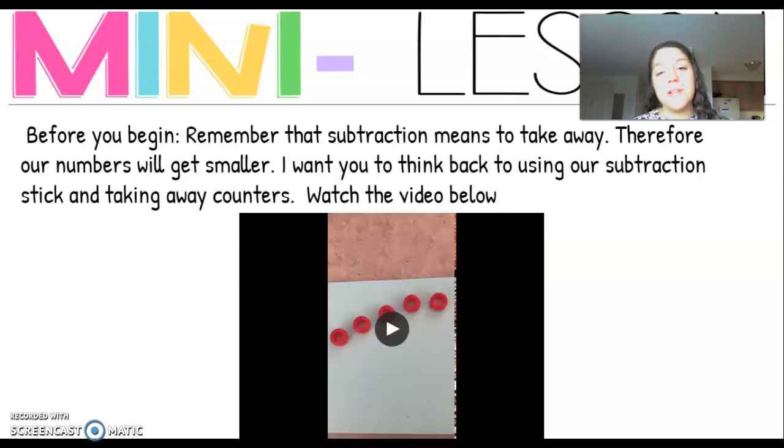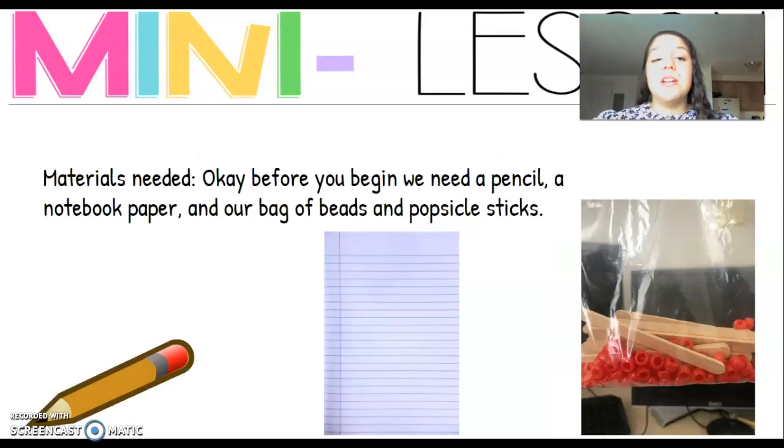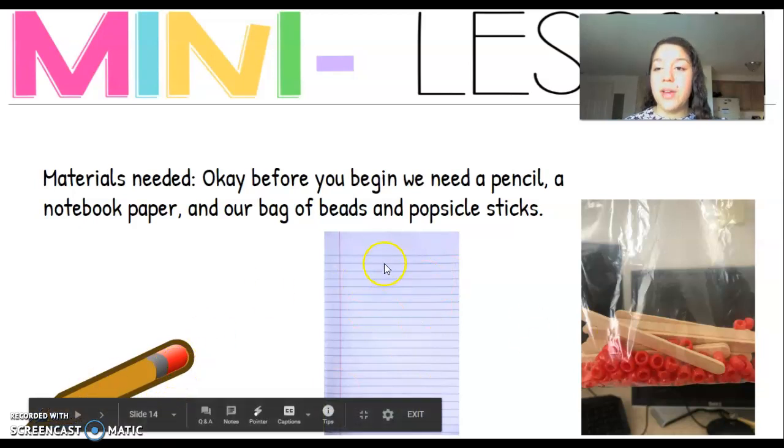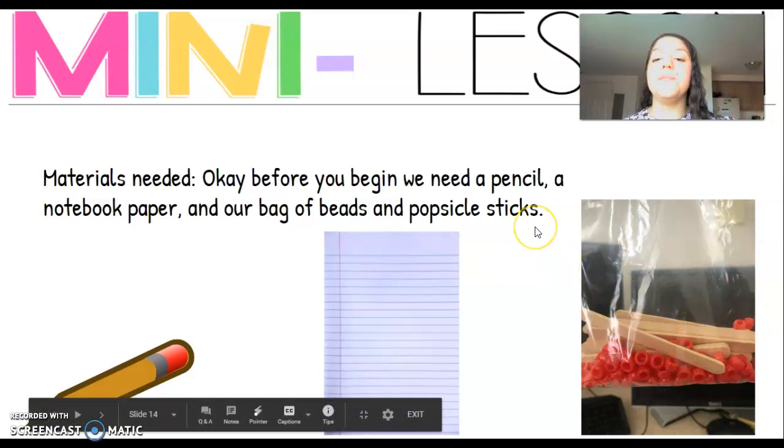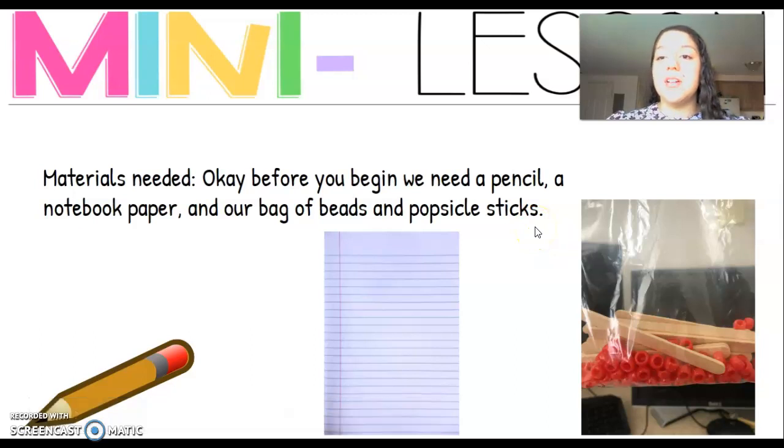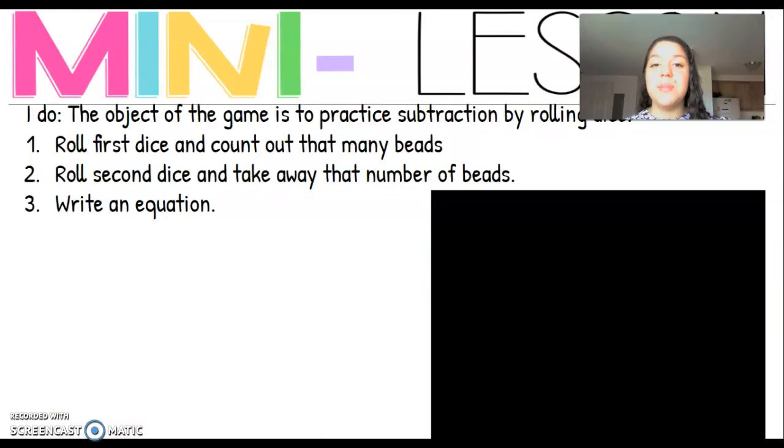Great. If you've misplaced your bag of beads and your popsicle stick, you could always use pieces of cereal or pennies or anything small for your counters, and then you could use your pencil to take away. Okay, so the materials that you'll need for our lesson are a pencil, a piece of paper, and your bag of beads and popsicle sticks, okay? I'll give you a couple seconds if you need to go find those materials. Awesome. Now that you're ready, let's begin.